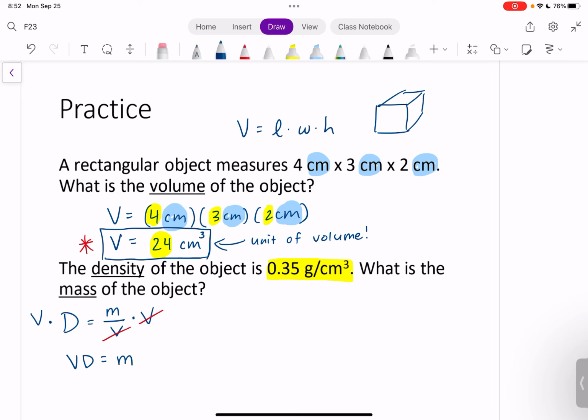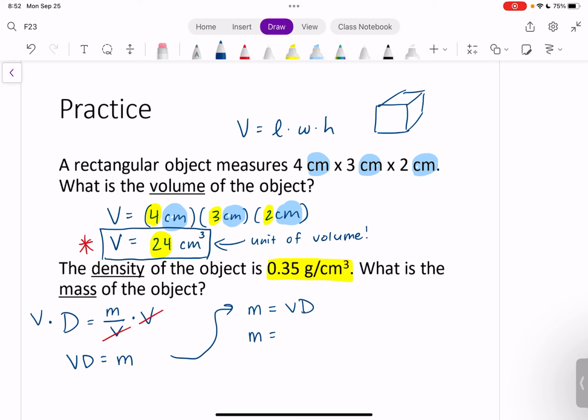We wanted M to be alone. I'm going to rearrange this so that it's just M on the left. That's just the way my brain likes to see it. But if you are okay solving it in this form, that's great. Okay, so M equals, now let's plug in our values.